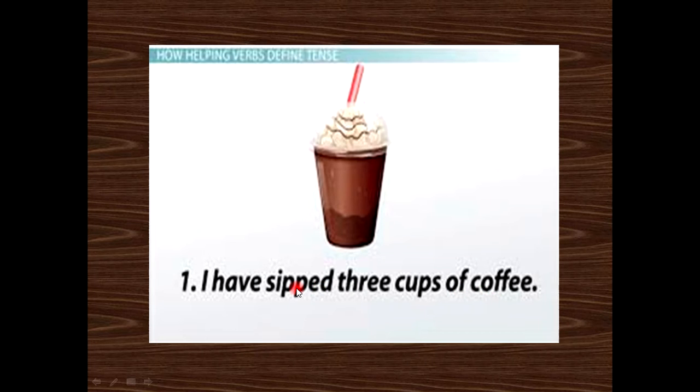So here sipped is pointing toward the subject I, showing the action. It means I am the subject, and sipping coffee is the verb. So this is showing the action of a person, like my action, that I am sipping this coffee.